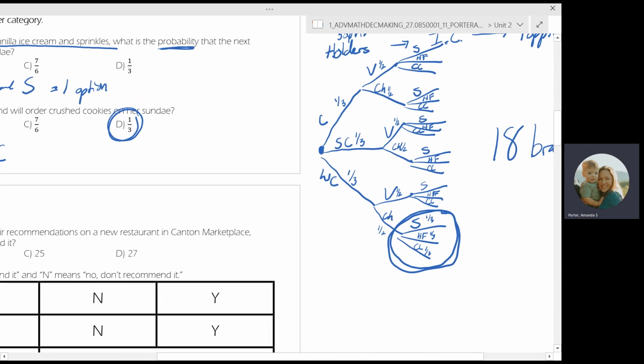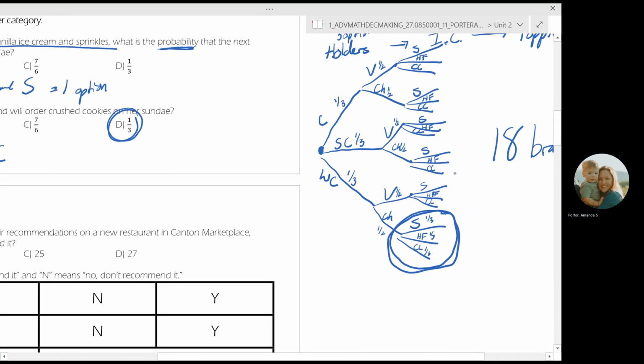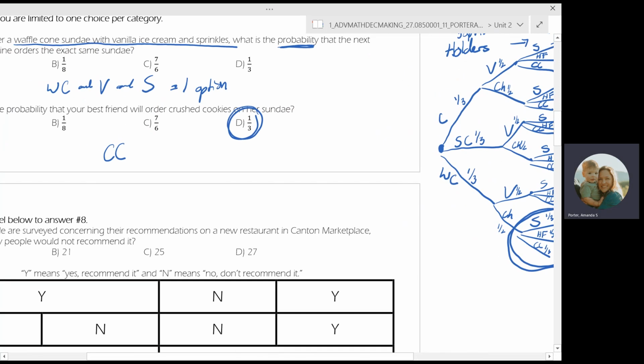Or you could count up every branch that ends in CC. Every branch that ends in CC is 1, 2, 3, 4, 5, there are 6 branches that end in CC. So if you think of that as 6 out of the 18, well, at the end of the day, 6 out of 18 is still that 1/3. You're going to get the same answer. So both of them mean the same thing. It's just how you choose to view it.